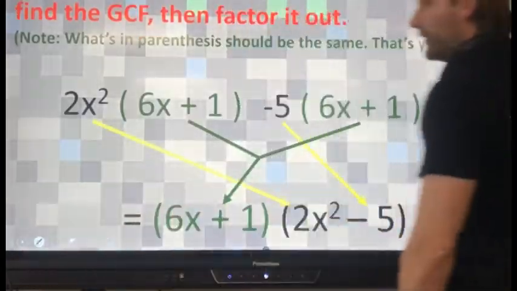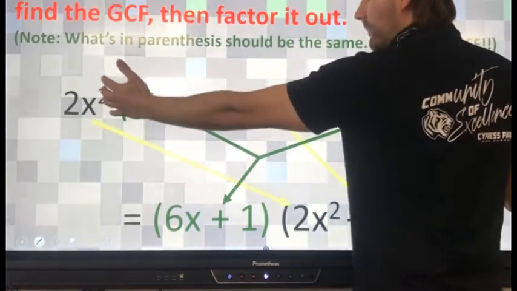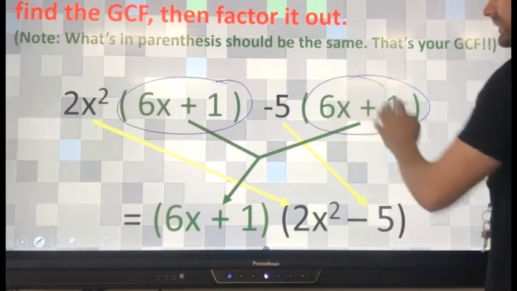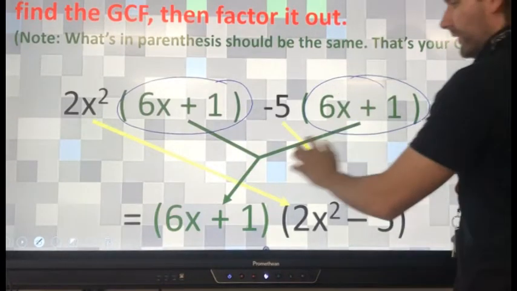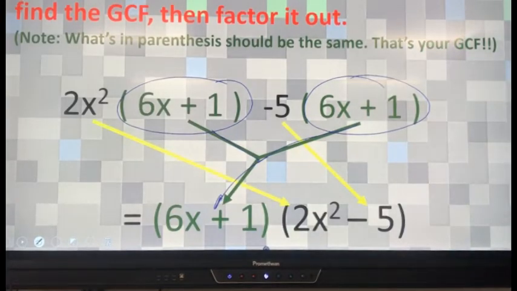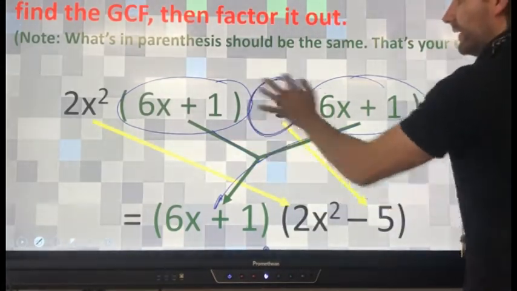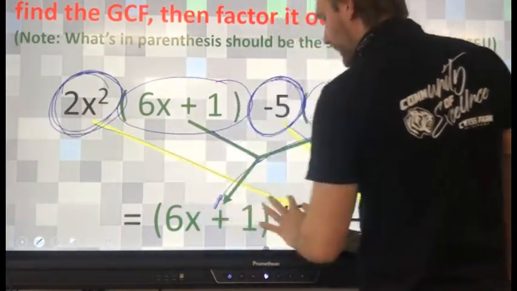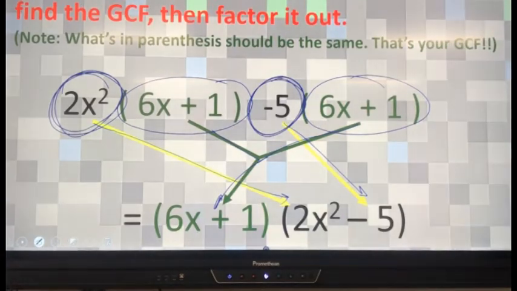So now that they're equal, we want to bring it all together as one big old polynomial again and look to see parentheses are equal. That is going to be my GCF, right? So as that as my GCF, I'm going to take that out as one factor. And what does that leave? It leaves us with a negative 5 and a 2x squared on the outside, which becomes my other factor. So that big old long polynomial factors into 6x plus 1 times 2x squared minus 5. These are the steps we're going to do to factor by grouping.